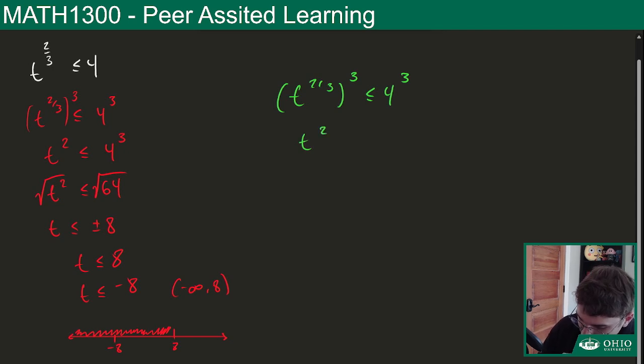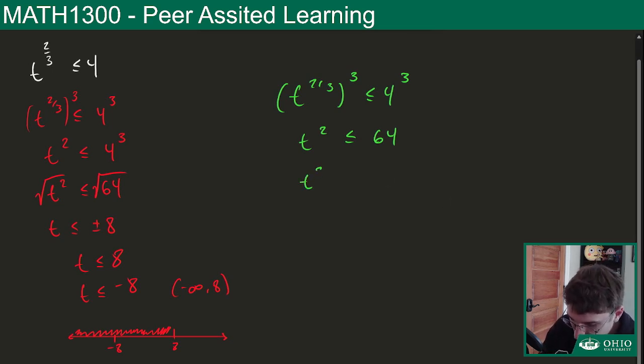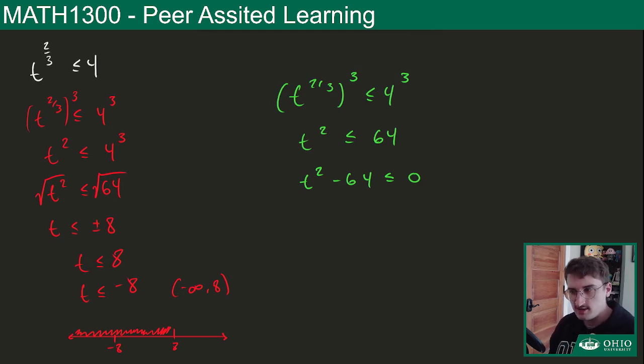So now we have that t squared is less than or equal to 64. But the difference in this solution is that we don't want to take the square root of both sides because this is going to complicate things and lead to extraneous solutions. What I want to do instead is move my terms to one side of the equation and try to solve this like a polynomial. I got rid of the fractional power, but now that I have a normal power, I want to treat this like a normal polynomial equation that we're used to solving.